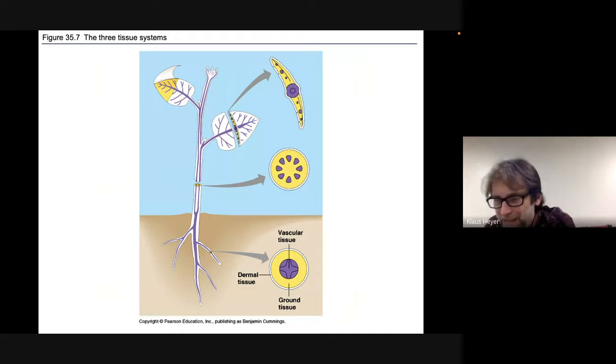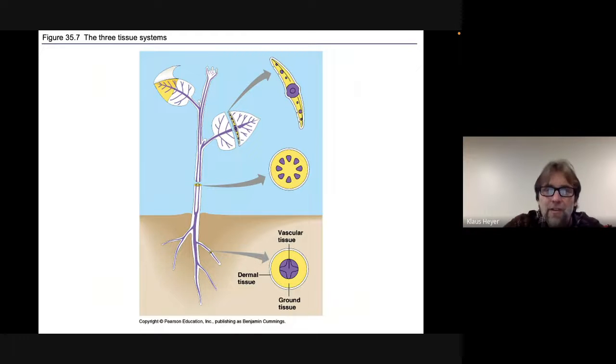So if you look at a potato, we know we have the skin of the potato, and so that's going to be dermal tissue. But then you have to ask yourself, do you see any veins in the part of the potato we eat? Once you peel the potato and it's just white potato, do you see any veins in there? No. So what is it? It's all ground tissue. So that's an example. Potato would be ground tissue.